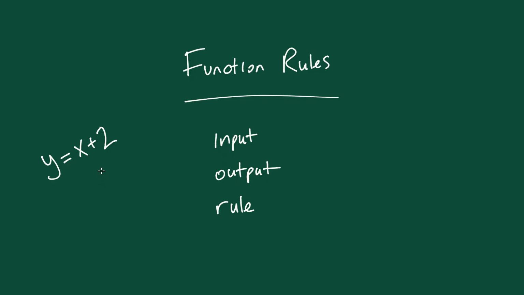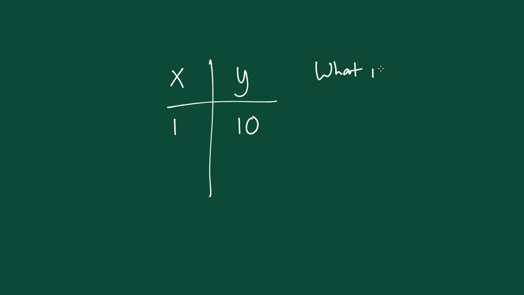Now, this is an easy example, but some functions are going to be really complicated, and you have to think about how to get your output. Or sometimes you might be given an input and an output, and you have to figure out what the rule is. For example, if this is our input-output table, our input is 1 and our output is 10, and you need to figure out what the rule is.